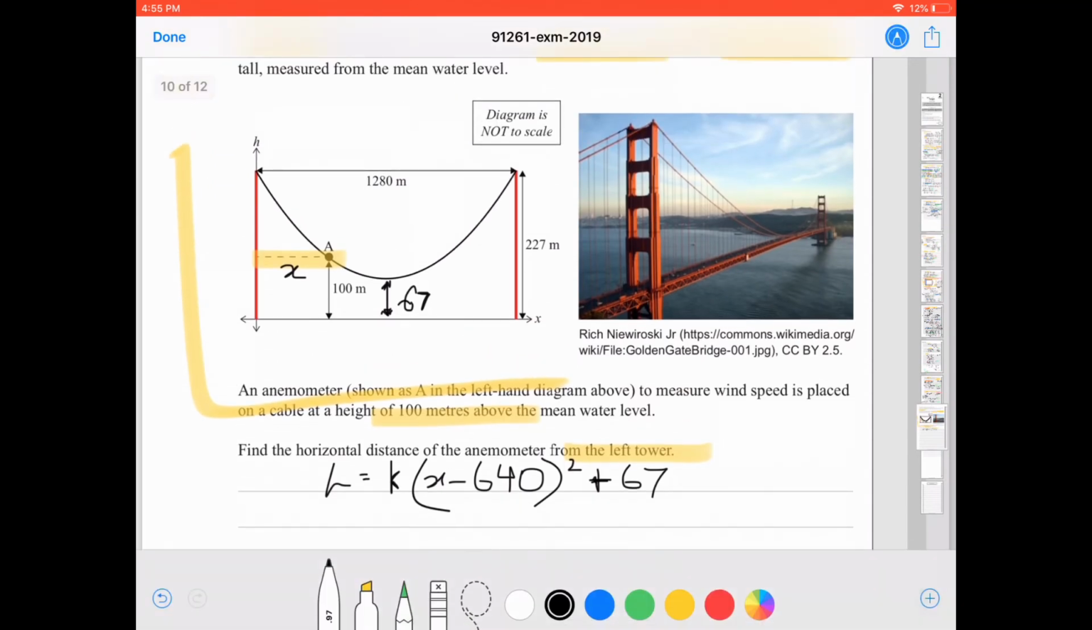So let's say it is, let's take this point here. Okay, and the coordinates at that point are basically 1280 is the x change, and the height is 227. H equals 227 and x equals 1280 at that point. So let's substitute these values into our equation, and we're going to find k from there.